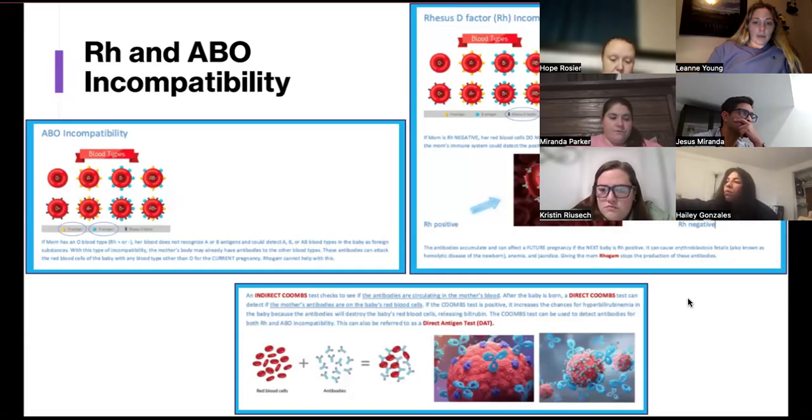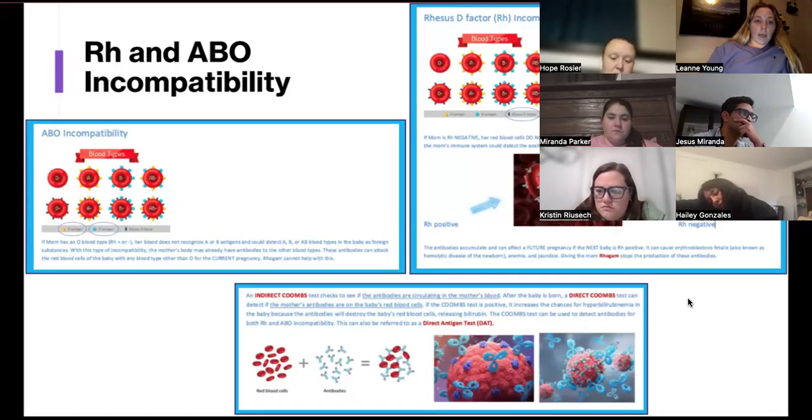The Coombs test can be used to detect antibodies for both Rh and ABO incompatibility. This can also be referred to as a direct antigen test. So if you see a direct antigen test, that is another term for a Coombs test.